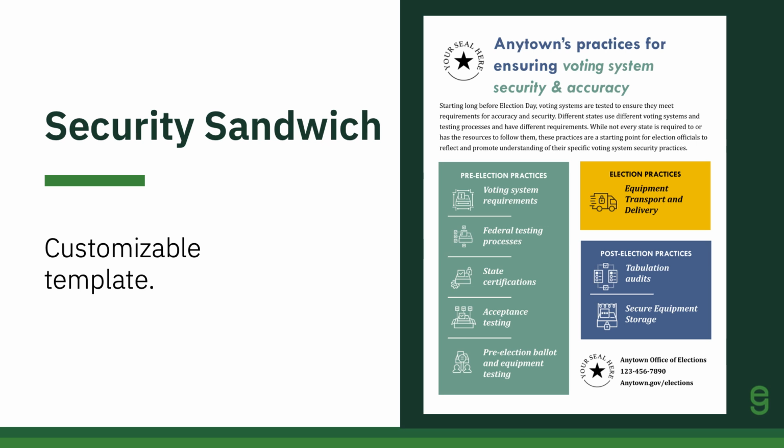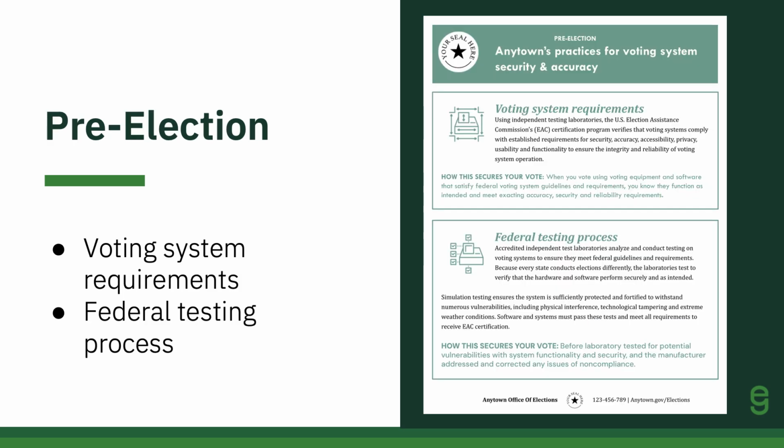And sorry, one more thing on this. Just the sandwich part of this is meant to think about everything we do prior to an election, the things that are happening during an election, that includes the early voting period, and then all of the things we do post-election, our post-election practices. And I'll run through those fairly quickly. Okay, so pre-election, and this covers the voting system requirements. So this goes all the way back to the VVSGs and the system requirements created by the Elections Assistance Commission and the federal testing process.